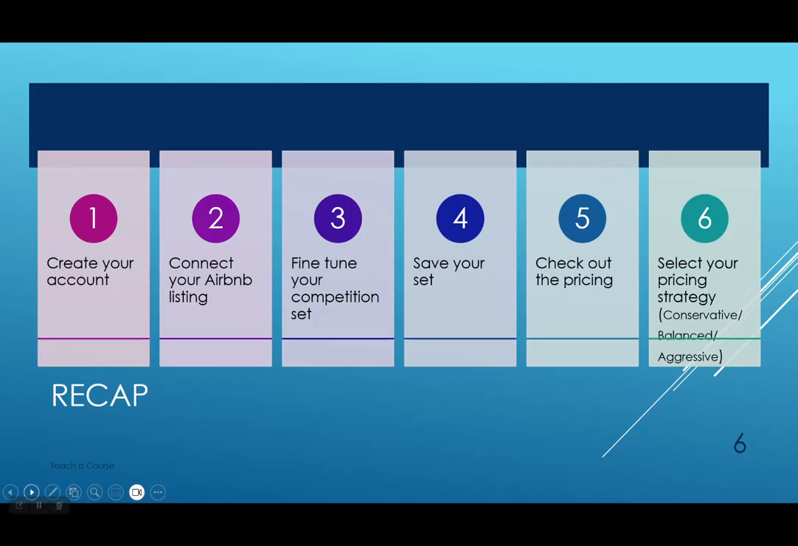Then go in and fine tune your competition set and make sure your competition set really does reflect the nearest properties in both quality and facilities to your property. Save that set and then check out the pricing. Don't forget, you can fine tune that pricing by using the correct strategy. So if you know that you are high end, you might want to price aggressive. If you know that you're sort of an average property for an average family, then maybe you want to price slightly conservatively.